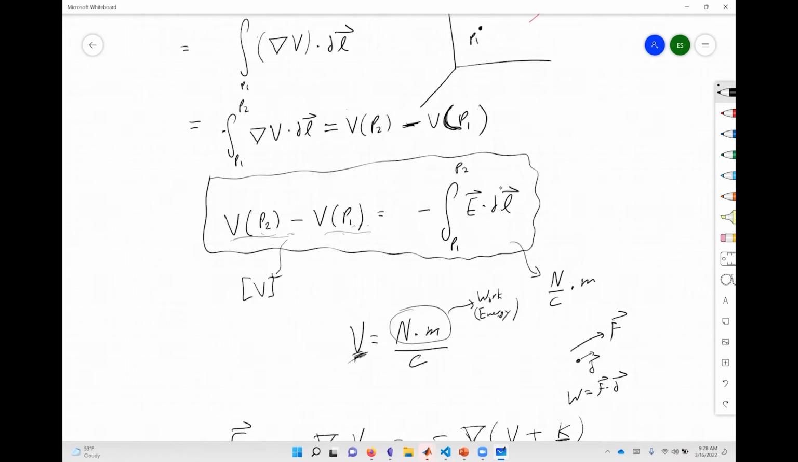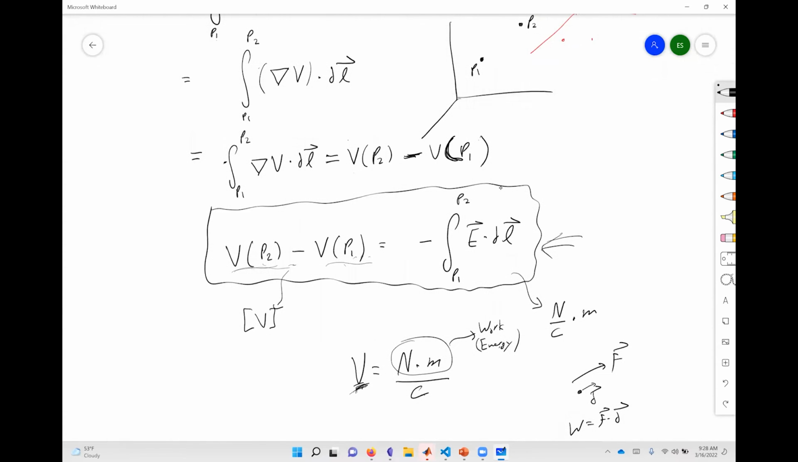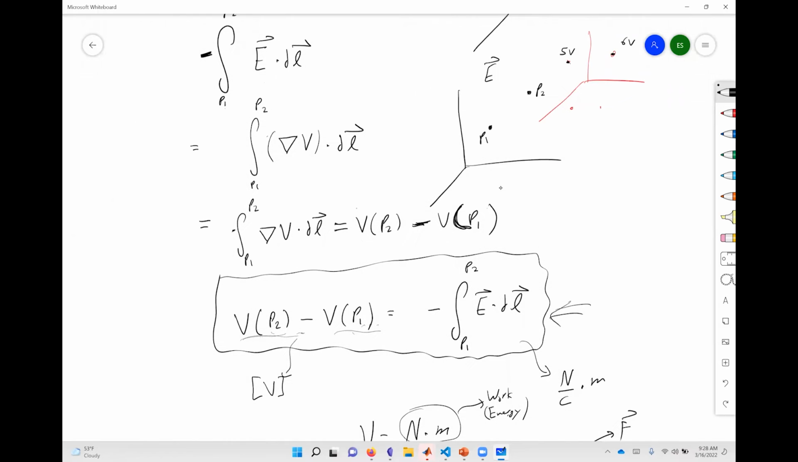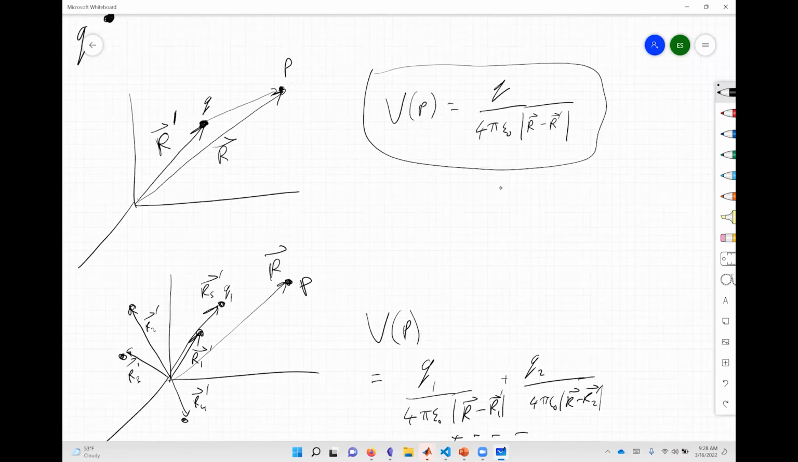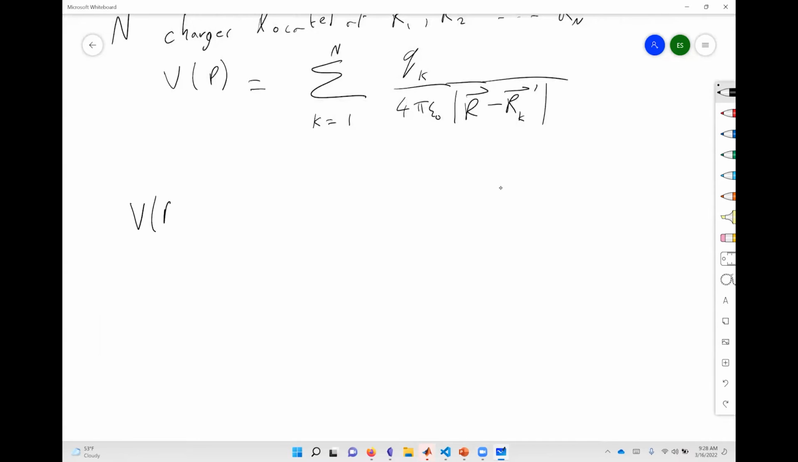So let's go back to interpreting this physically. Okay. So VP2 minus VP1. This is the expression that naturally arises from the mathematical nature of the gradient. So let's go deeper into its physical interpretation. We said it has something to do with energy per unit charge. Let me write it down again. So VP2 minus VP1 equals minus the integral from P1 to P2, line integral, E dot dl.